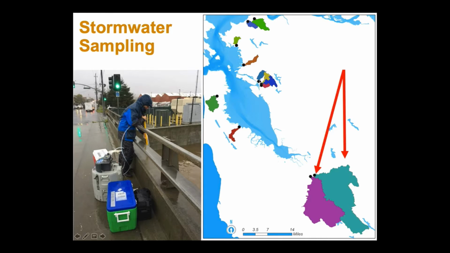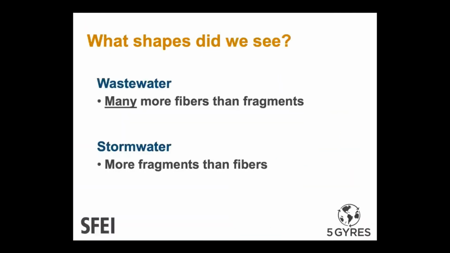We sampled during a single storm event at each of our 12 locations, and we sampled over the course of the entire storm event. As you can see, they vary geographically, in size, and also in the land use character that makes up those watersheds. So what do we see?